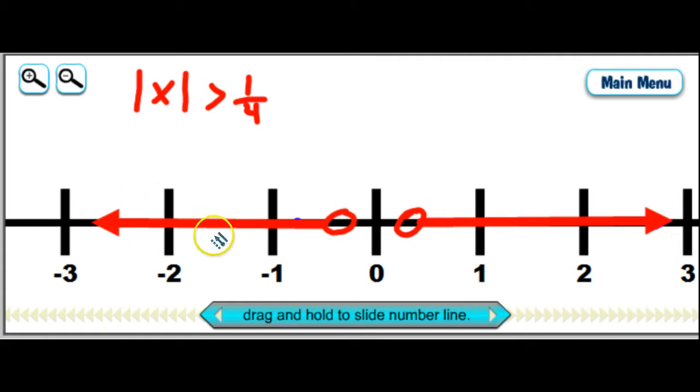So they're going in opposite directions, and that makes sense if we think of it in terms of distance from 0. The distance from 0 has to be more than 1/4.